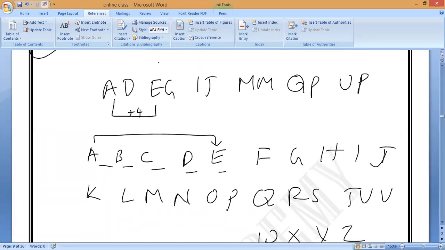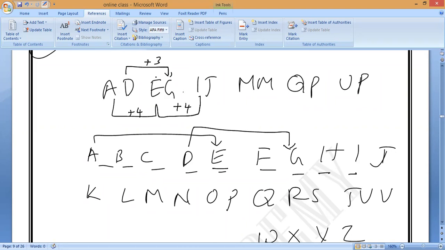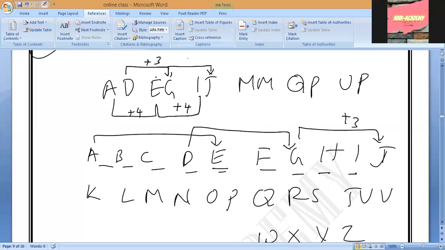Now, in the same way, check it. D becomes G. How much is it? Plus 3. Correct or not? Next, E becomes I: 1, 2, 3, 4. Plus 4. Now G becomes J. Plus 3. So this is the pattern I understood. Correct or not, Dilipan? Yes or no?